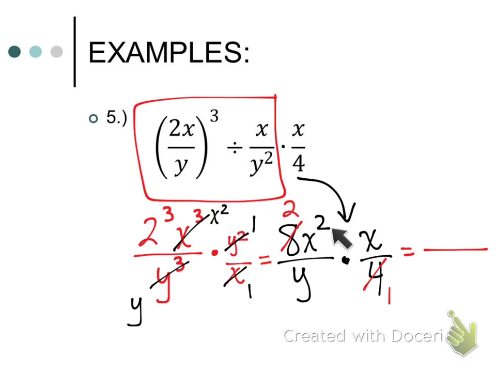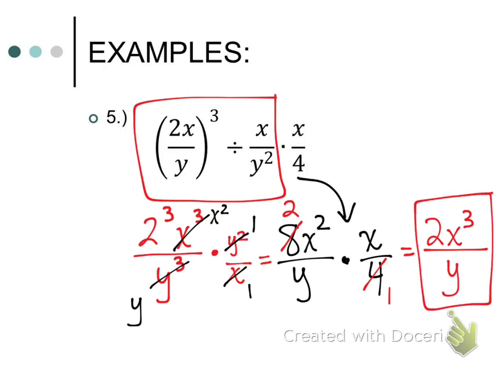In my numerator, I've got 2x squared times x. What does that become? 2x to the third. In my denominator, what do I have? Just y. Y times 1 is still y. Nothing else there cancels, so we've got our final answer.